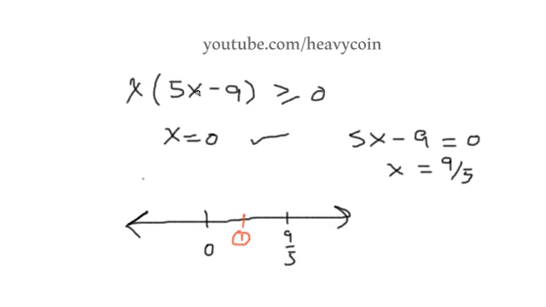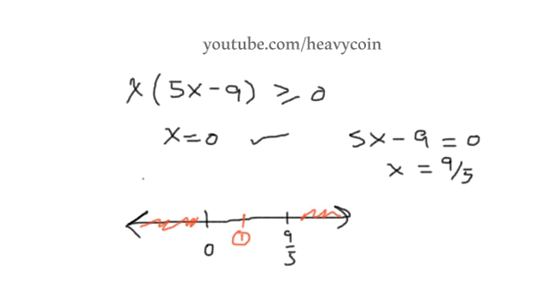Alright, so we plugged in our 1 right here, and we get a negative number. A negative number is not greater than or equal to 0, so we know it's not this stuff here. So it has to be the stuff on the outside. So all of this stuff here is going to be our solution.